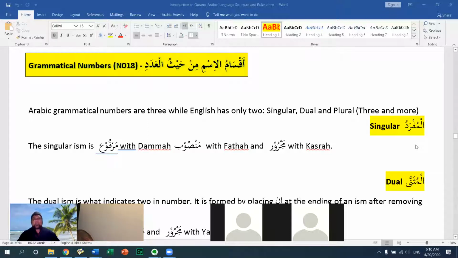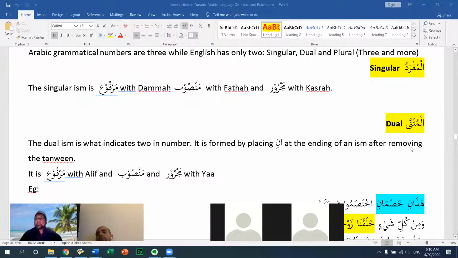Singular is very straightforward. It's marfu' with dhamma, mansoob with fatha, majroor with kasra. Now that's generally the case. There are exceptions, but we'll come to the exceptions at specific times. For example, al-mamnu min al-sarf is not like that, but we won't talk about that right now.